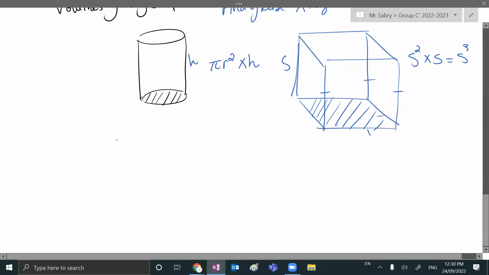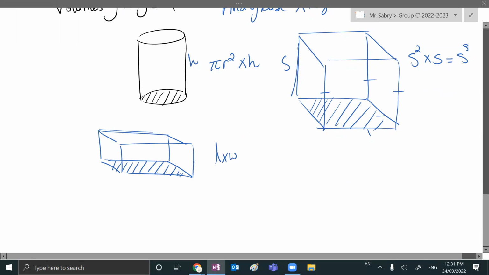Imagine if we're talking about a rectangular block, like a block, a brick, for example. This one has a base of a rectangle. So the area of the base will be length times width. Multiply that by the height, this one or this or this or this.